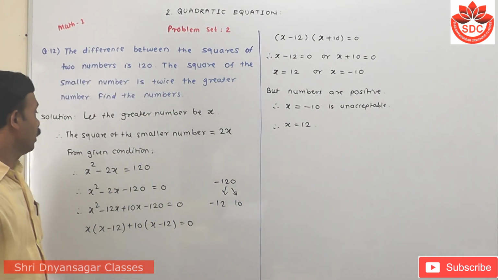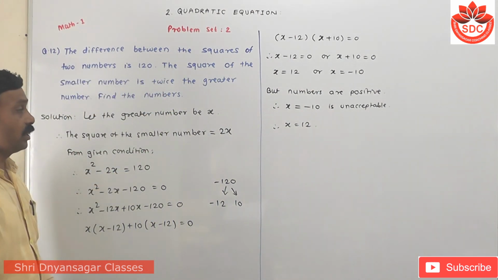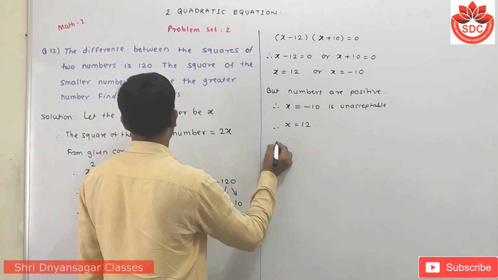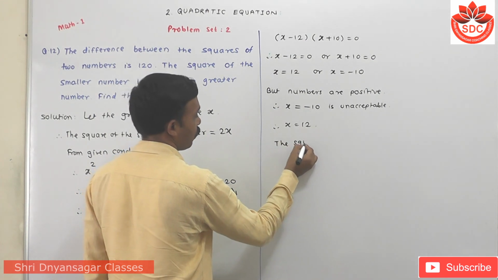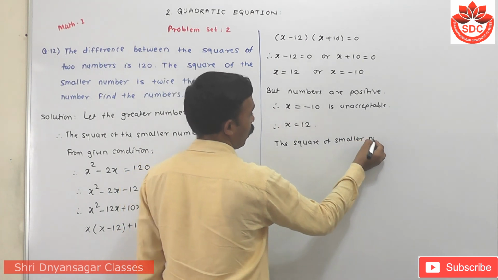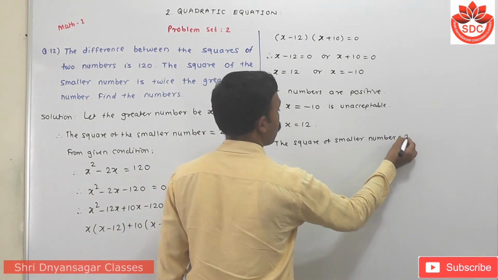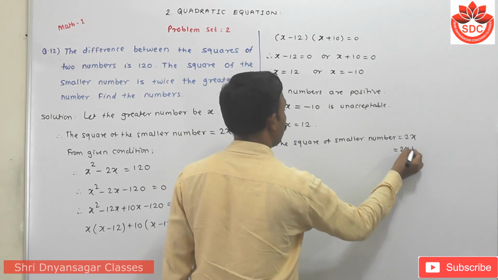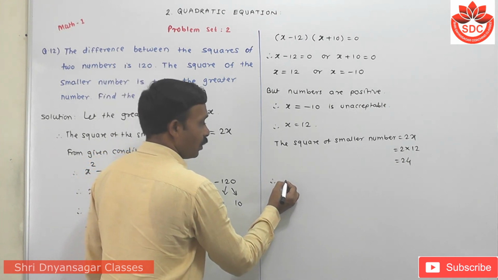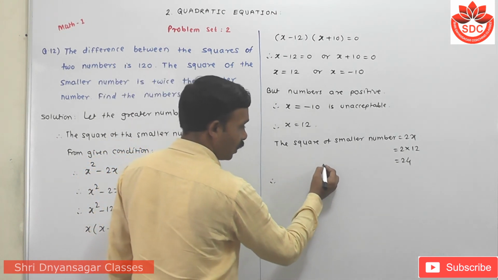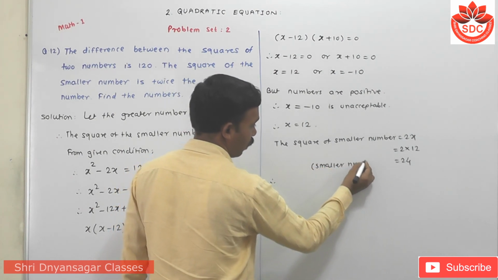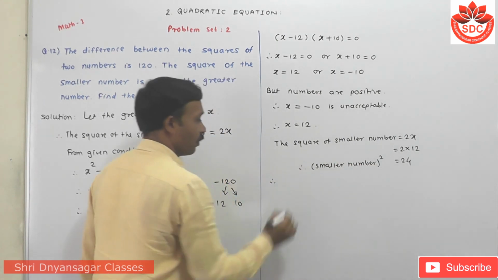12. Then the square of the smaller number is twice x. Therefore, the square of the smaller number is equal to twice x, means that twice into 12 is equal to how much? 24. Therefore, the square of the smaller number means we write it such a way that smaller number is a square.